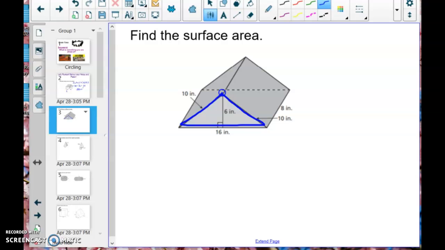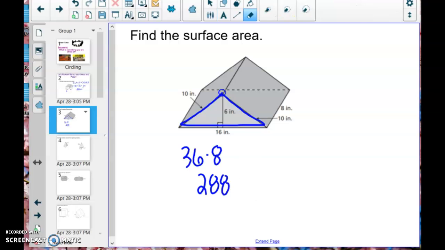So the perimeter of the triangle there would be 10 plus 16 plus the other side. The perimeter of the triangle would be 36. Then I would times that by the height of each of those triangles, which would be 8. So the first part I get for the triangle going around, 288 inches squared.